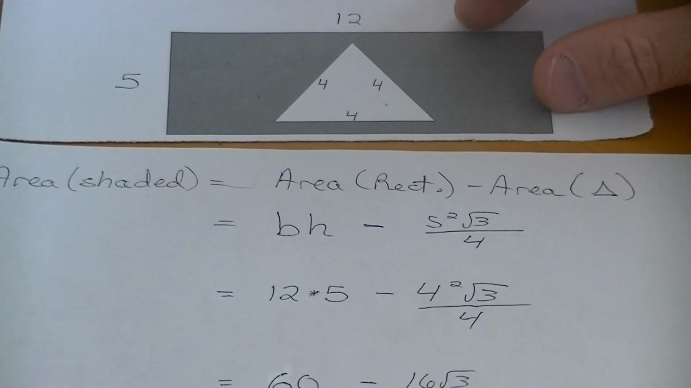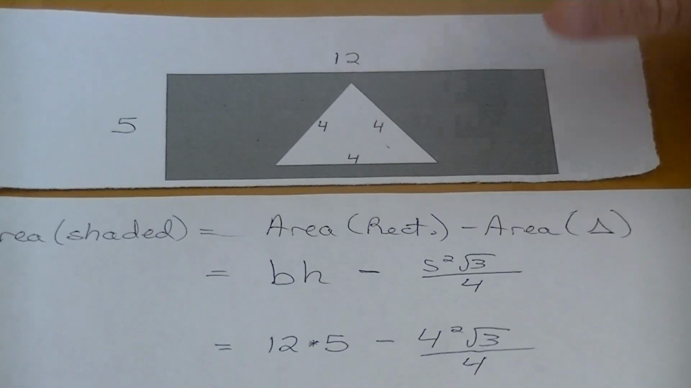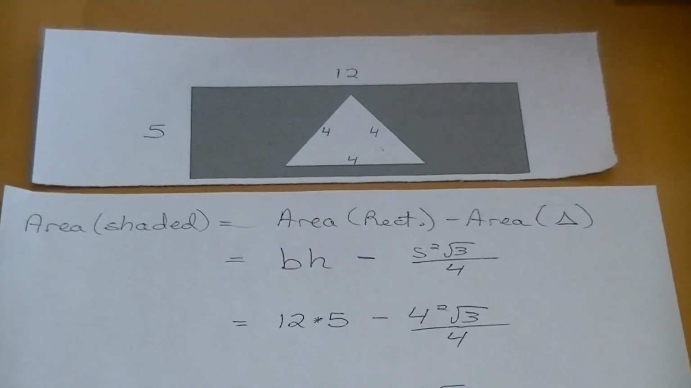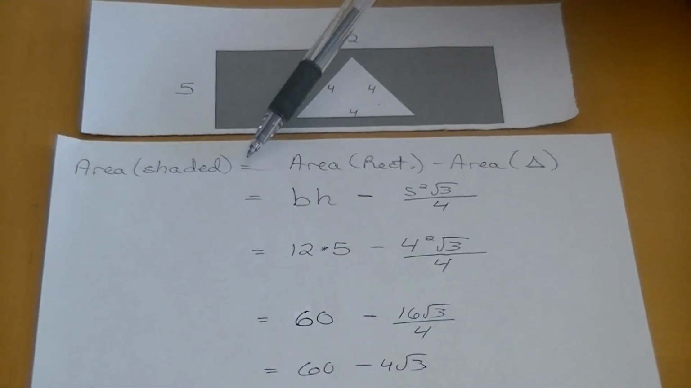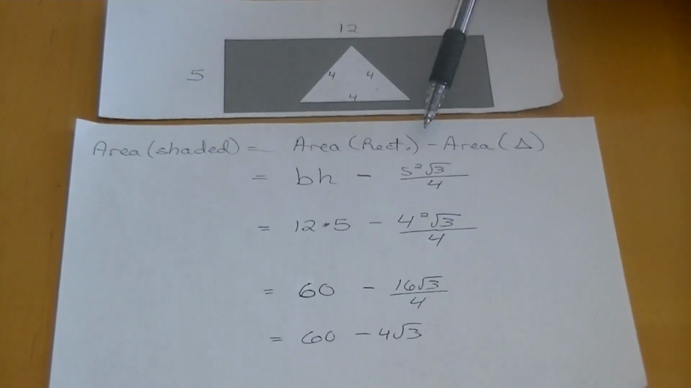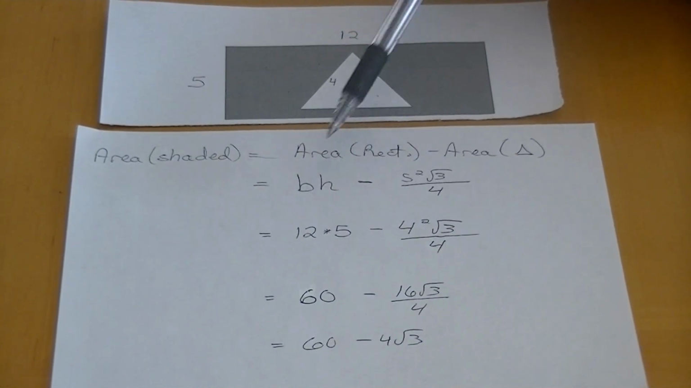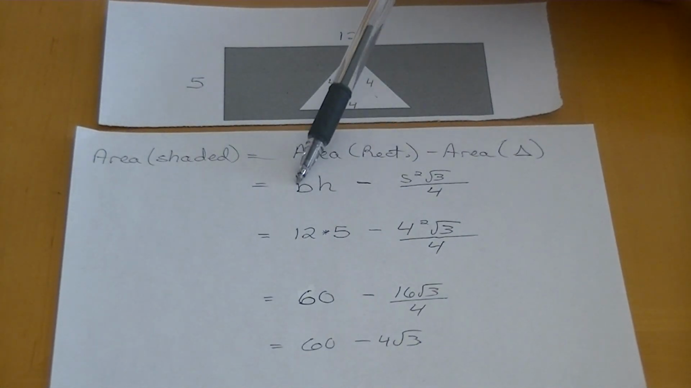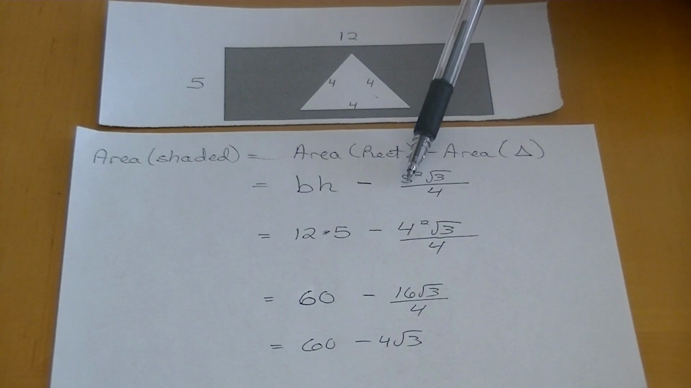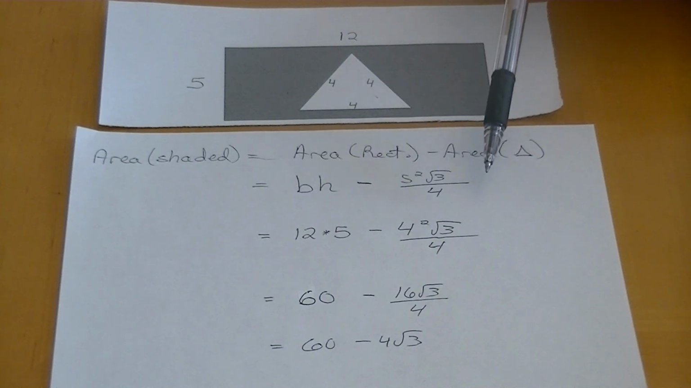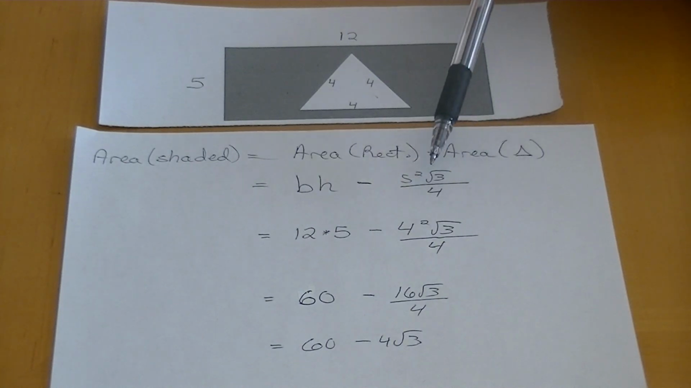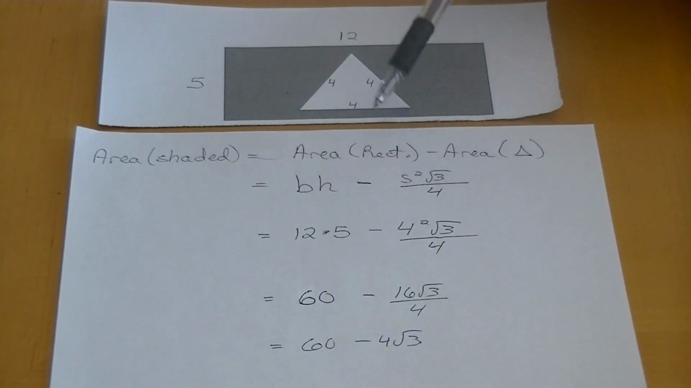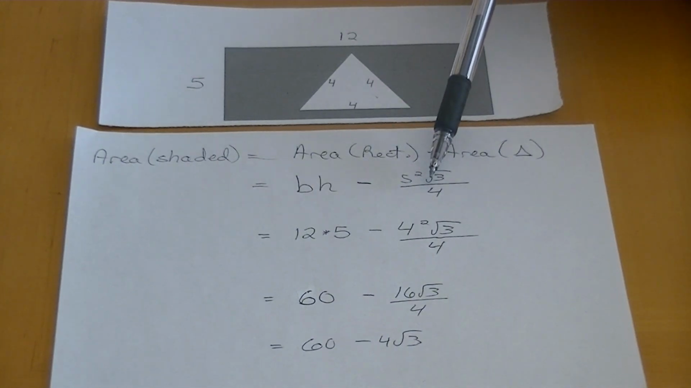So here's what it should look like. Remember, I want your work to be written this way. Area of a shaded is, start with the words, area of the rectangle minus area of the triangle. Replace the words with the formulas. So this is my rectangle formula. This is my equilateral triangle formula that we came up with ourselves, side squared root 3 over 4. We also could do half AP for an equilateral. We could do 1/2 base height, or we could do Heron's formula.